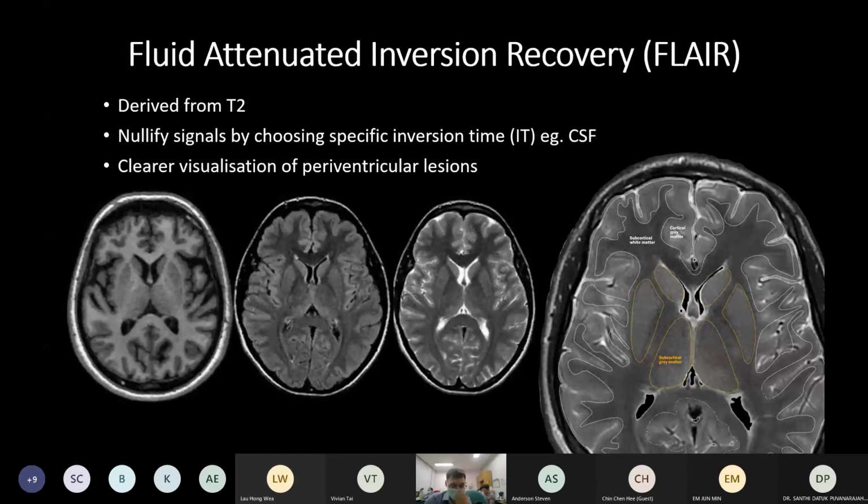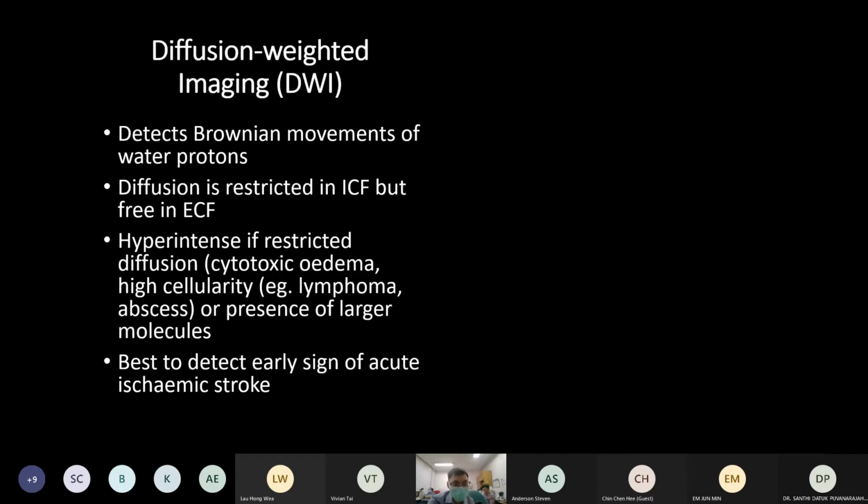So the next sequence I'm going to talk about is DWI. So DWI is also known as the stroke sequence, okay? So the principle behind this DWI is measuring the Brownian movement, the random movement of the water protons, okay? Because as we know, H2O is basically hydrogen and oxygen. So we are measuring the random movement of water across the tissue.